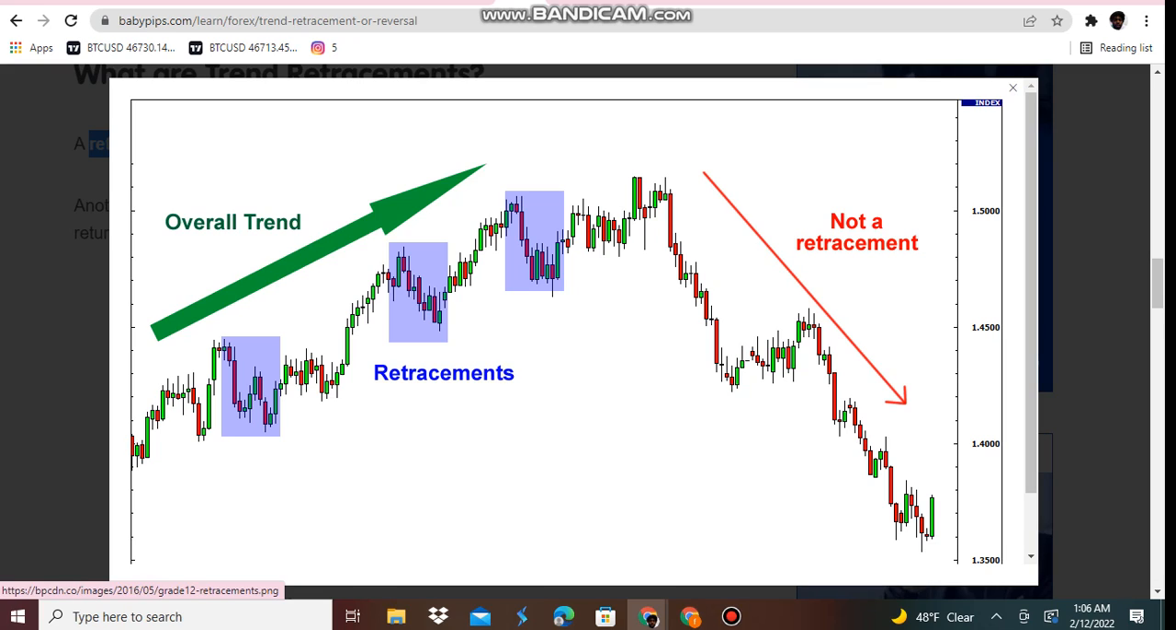And, you know, it makes a lower low, a higher low, and then a lower low. But this is not a retracement. This is a retracement: if we were in an uptrend, price retraced back down, made a higher low, and retraced back down before making a higher high. Extremely important to understand. Make a higher high, retrace back down, make a higher low, retrace back down before making a higher high.